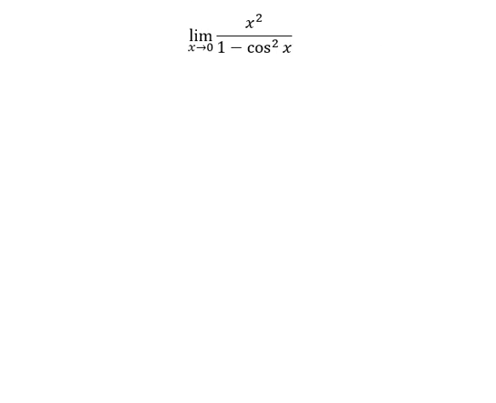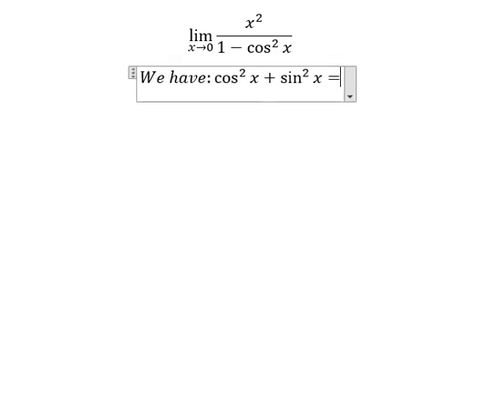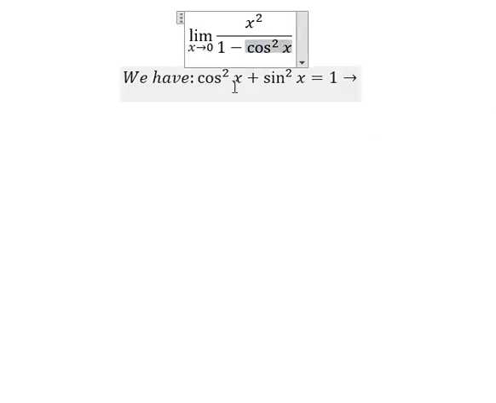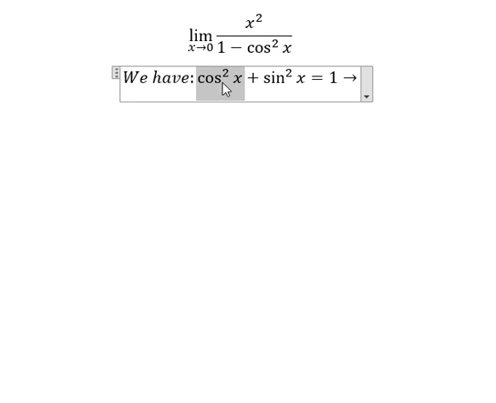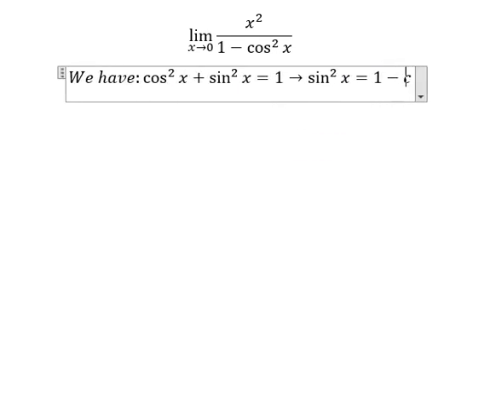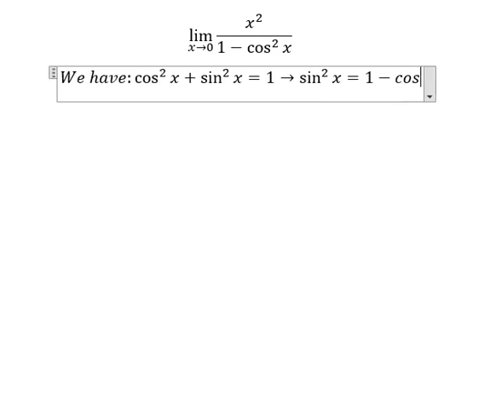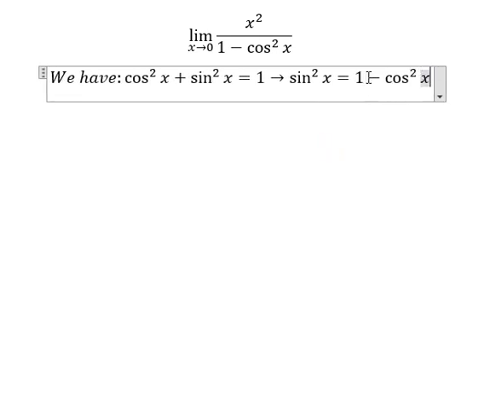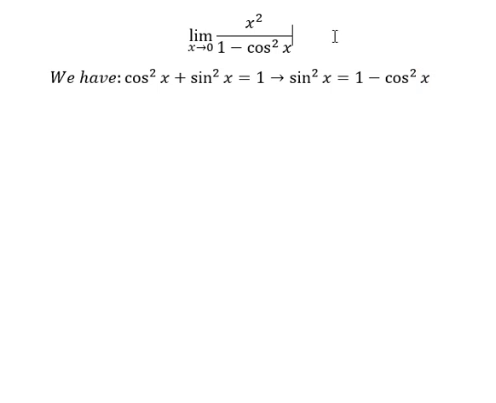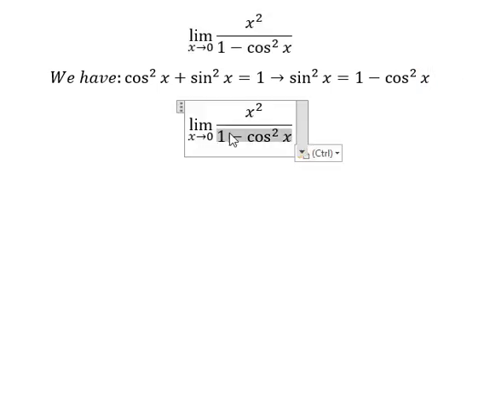We have the formula in here. Cosine squared plus sine squared equals 1. So we have cosine squared. That means I will put this one go to the right, and we have 1 minus cosine squared. So we need to transform this one into this one.